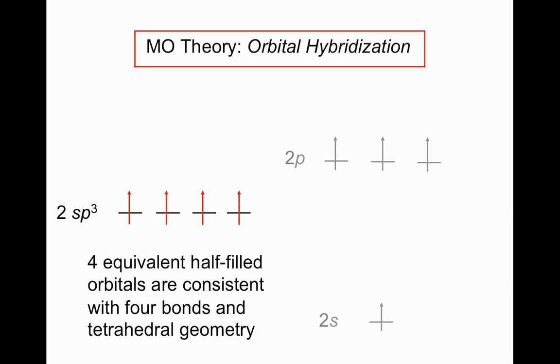Because we formed these hybrid orbitals from one 2s orbital and three 2p orbitals, we refer to each of the hybrid orbitals as an sp3 orbital. So as you can see here on this slide, one 2s orbital plus three 2p orbitals equals four sp3 orbitals. Remember, each hybrid orbital in this case is labeled as an sp3 orbital.